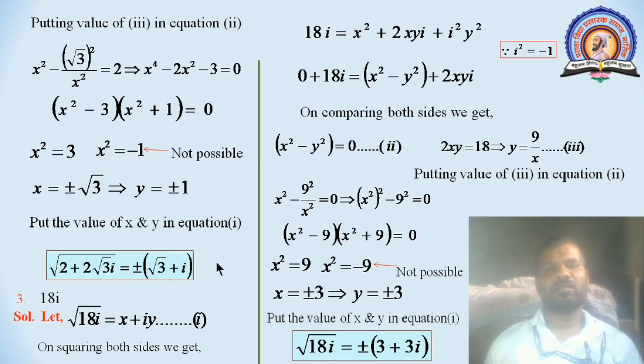Now, this way you can find the square root of any complex number. Suppose any type of complex number is given here, take its square root as x plus iy, square it, and compare real and imaginary parts. From the imaginary part, find the value of y, put that value in equation number 2. Multiplying by x square, we will get a quadratic equation, factorize it, and we will get the value of x. Put that value of x in equation 3, we will get the value of y. Put that value of x and y in equation 1, and you will get the square root of any complex number.